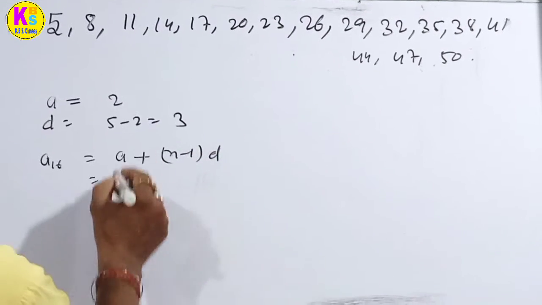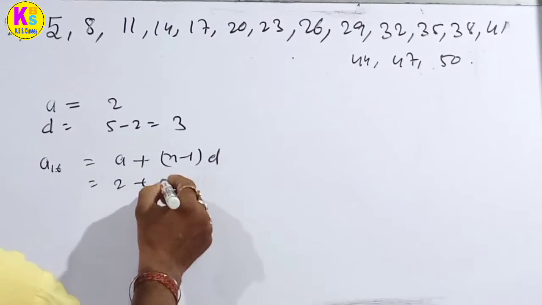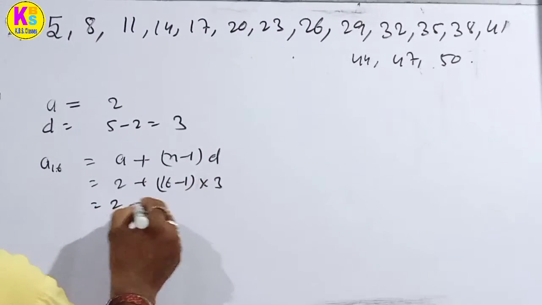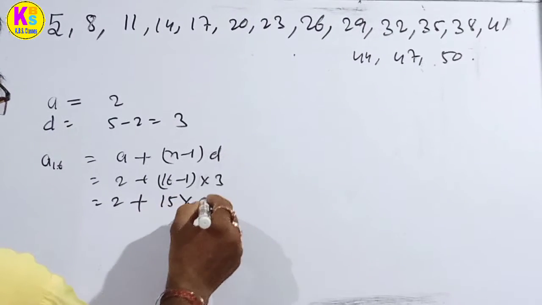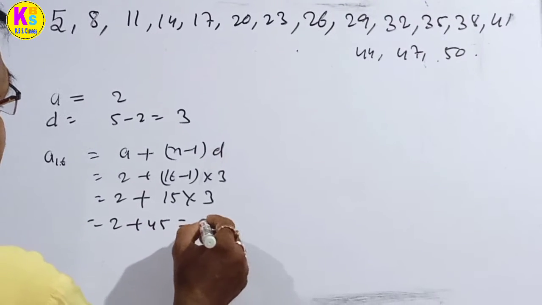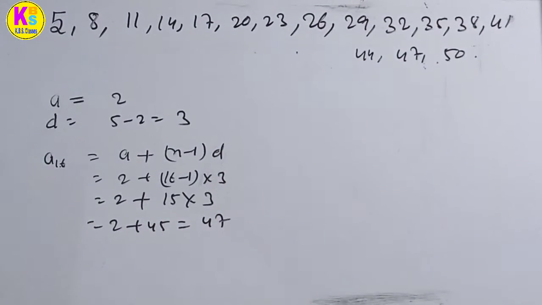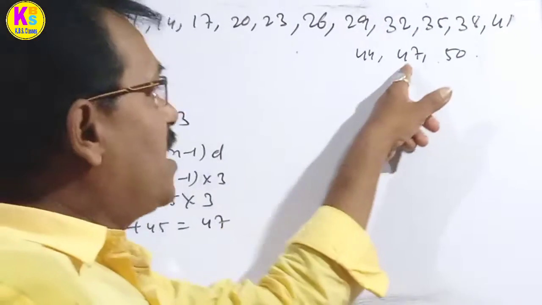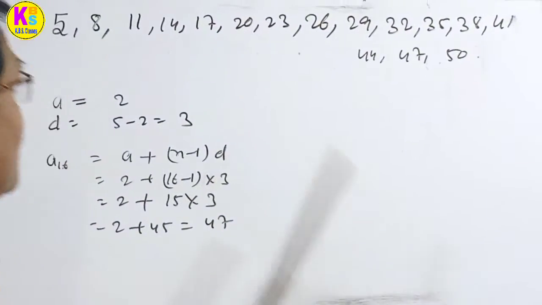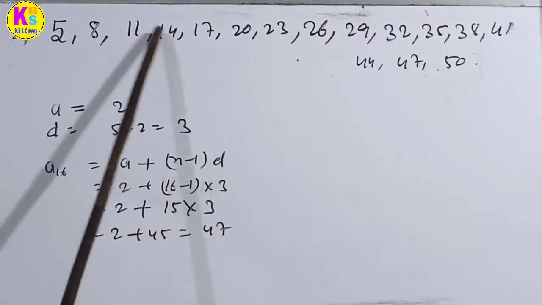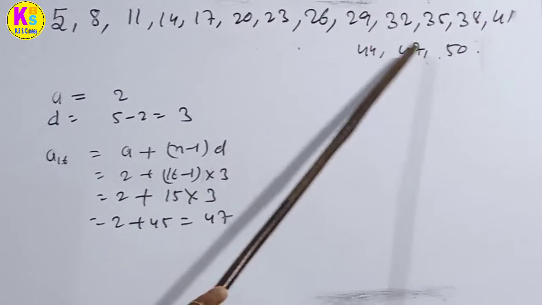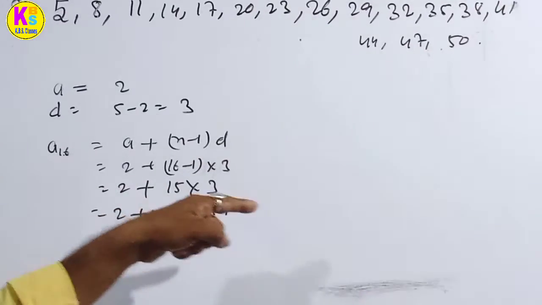What is A here? 2. N is 16, so 16 minus 1, and D is 3. Therefore 2 plus 15 into 3 is equal to 2 plus 45, which is 47. See here, 47 is there, and if you count from here, you will reach the 16th term. 1, 2, 3, 4, 5, 6, 7, 8, 9, 10, 11, 12, 13, 14, 15, 16. So you have got the 16th term.